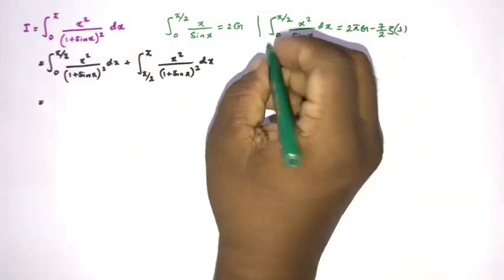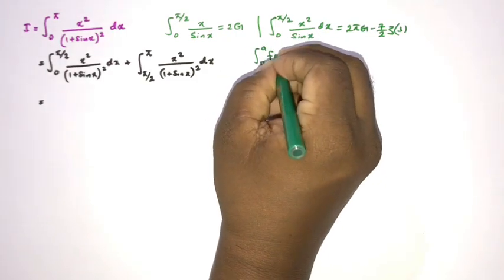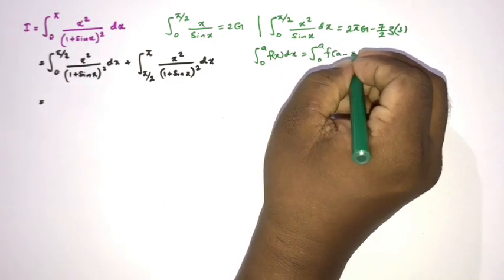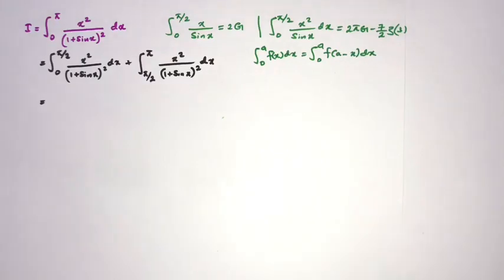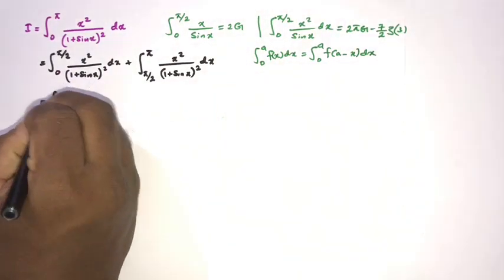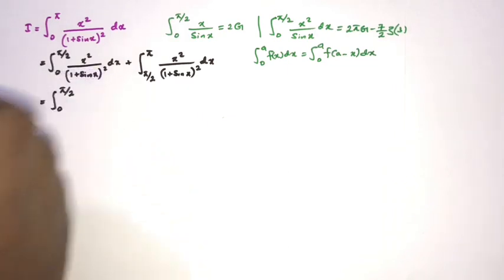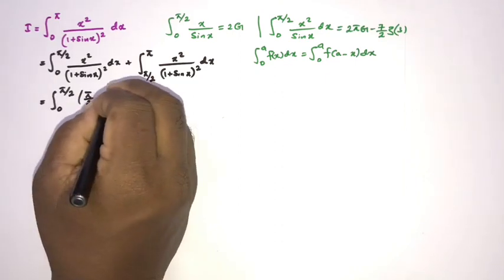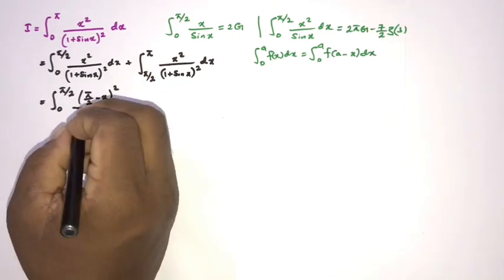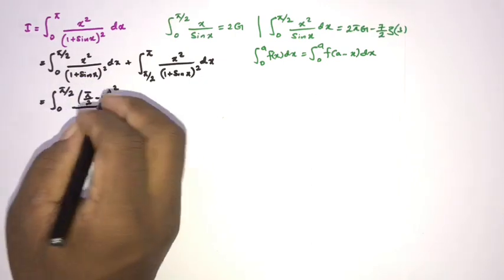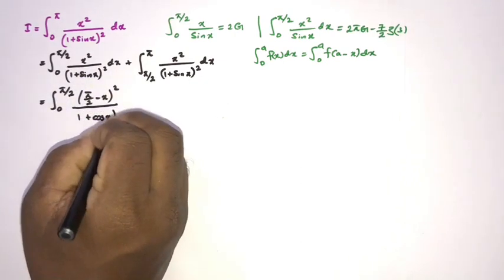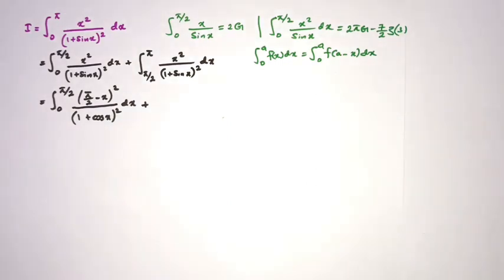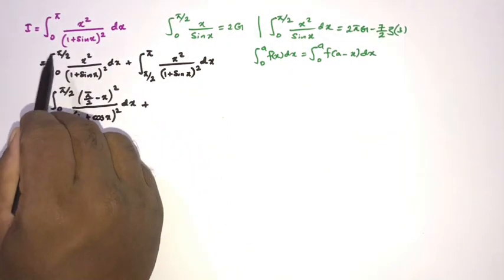We know the King's rule: integral from 0 to a of f of x dx is equal to integral from 0 to a of f of (a minus x) dx. So we can write this is equal to integral from 0 to pi over 2, now instead of x, pi over 2 minus x, so (pi over 2 minus x) squared over 1 plus sine of (pi over 2 minus x), we know that is cosine of x, so (1 plus cosine of x) squared dx. Okay, now for this integral, now we need the limit from 0 to pi over 2.